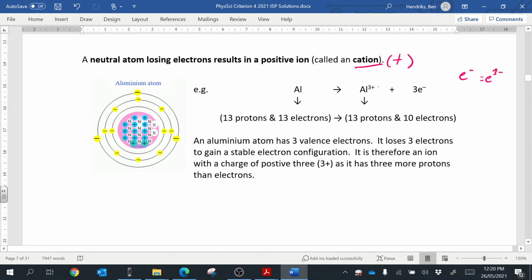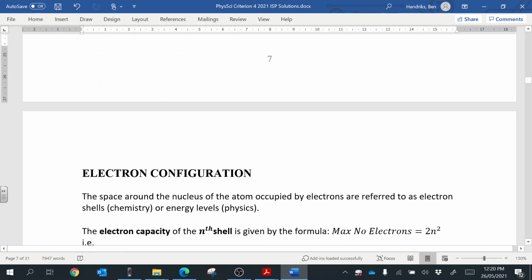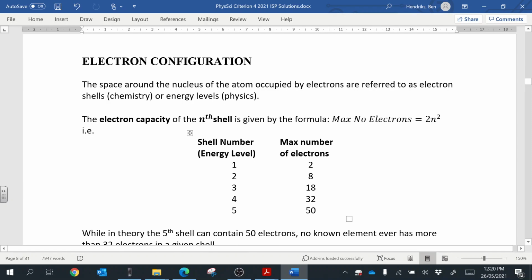That's what we can say. So an aluminium atom has 3 valence electrons. It loses 3 electrons to gain a stable electron configuration. It is therefore an ion with a charge of 3+, as it has 3 more protons than electrons. Excellent. And that brings us to electron configuration.